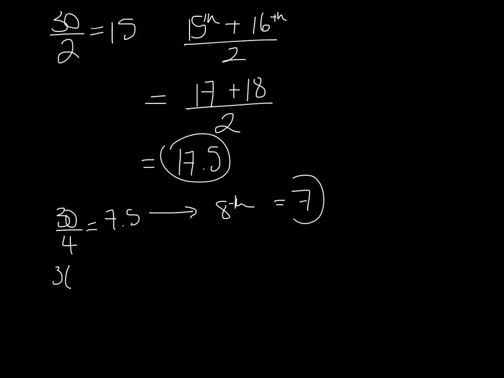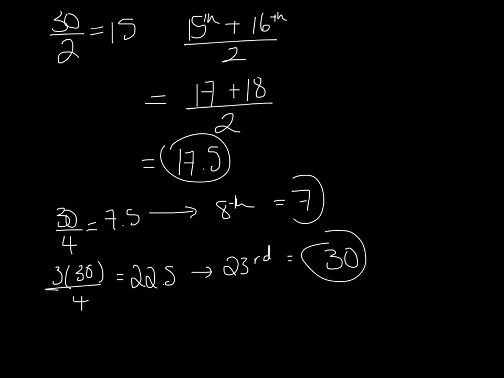And the upper quartile is the 3/4 of the data, which would be 22.5. It might be worth counting backwards from this one, to be honest. We're going for the 23rd piece of information, because again, we've got a decimal. So that's the 30th, 29th, 28th, 27th, 26th, 25th, 24th, 23rd. 23rd is 30. Not too difficult for 4 marks.